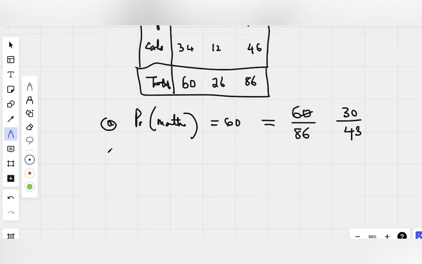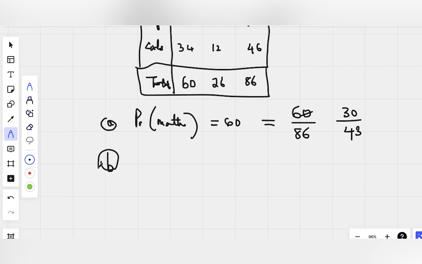Now the next question might be more specific. Let's take a look at it. The question says a student is chosen at random. Calculate the probability that they study maths, given that the student is a girl. Now, this is where it becomes conditional. The given part of the question is what makes it conditional. It's a given that the student is a girl.